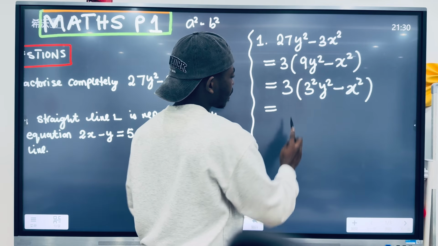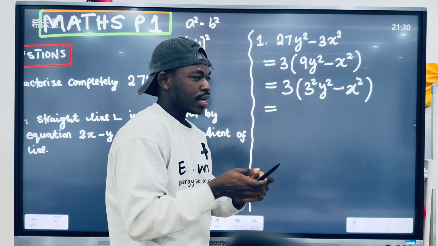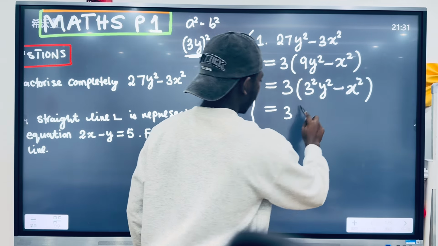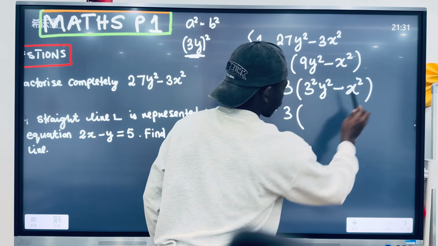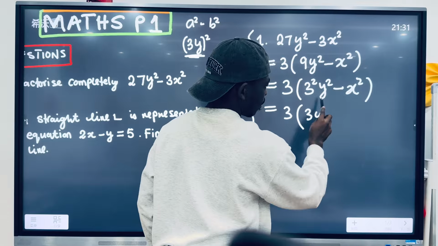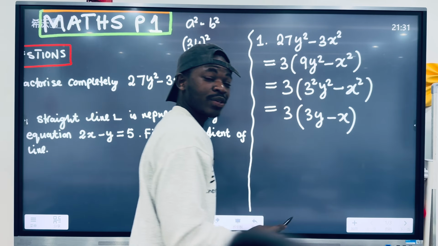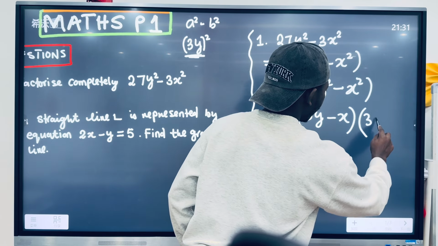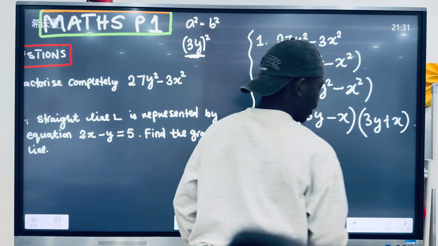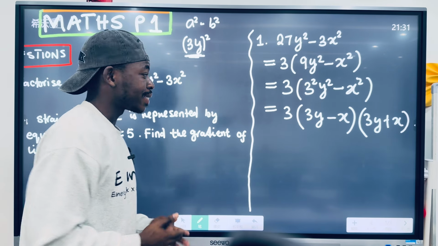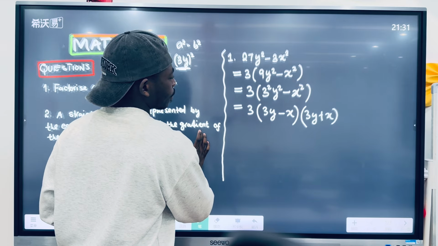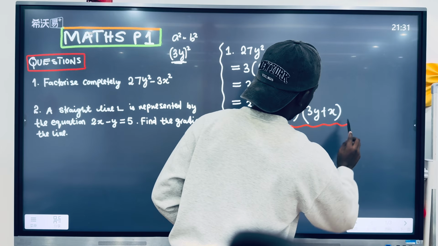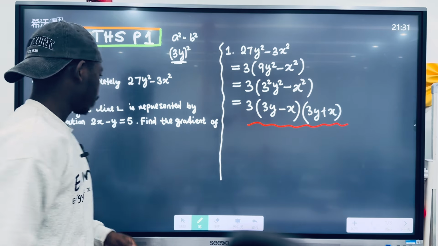But applying the same rule that I said, after you write every term with a square, just forget about the squares for a moment. What you're going to have is 3y here minus x. Then what do we do? We repeat the same thing but with a different sign. So multiplied by 3y plus x. Okay, so you are done. That is how you would have answered this particular question. So this is our final answer. Okay, let's go to the next question.